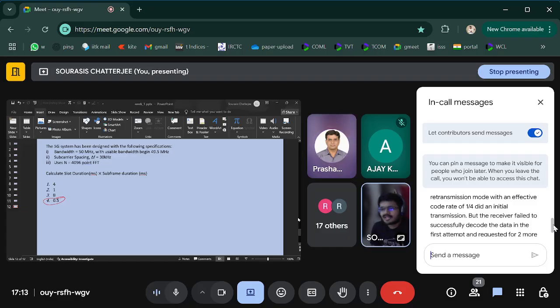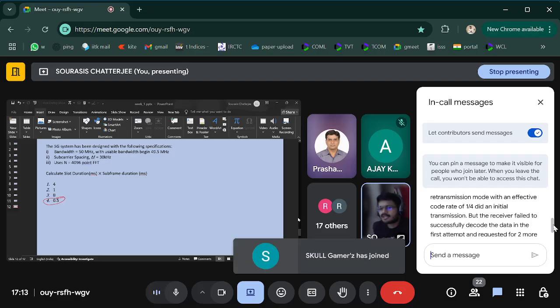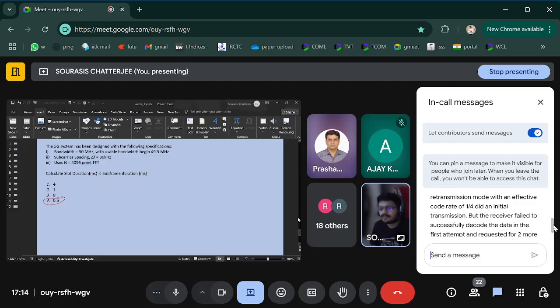So here I am thinking, can it be possible that by effective code rate they mean the code rate in the first transmission? Maybe, but the actual code rate is much lesser. But for the first transmission, is the code rate 1 by 4? I'm also a bit confused here. Unless the basic rate is given, we don't know how many things are to be considered.